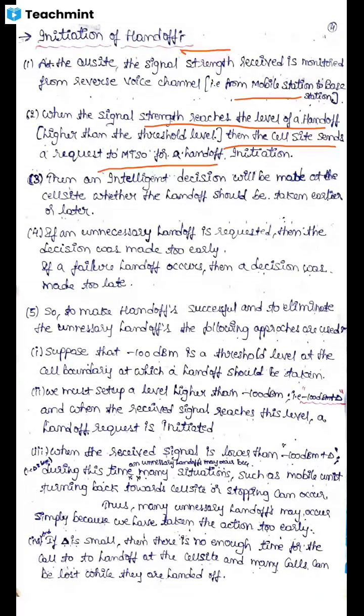Once again I am repeating, at the cell site, when the signal strength received from mobile station to base station has a weak signal, or that signal strength reaches the threshold level. Threshold level means the signal strength is having the weak signal. Then the cell site sends a request to MTSO for a handoff initiation.